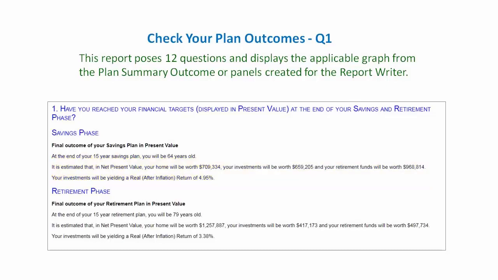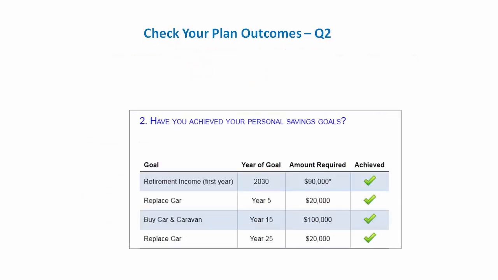4.95%. What a powerful statement! Instant, valuable information, easy to read and understand. The next question asks if you have achieved those personal financial goals you had decided to save for as part of your investment plan. Note that it includes the retirement income as listed in your retirement plan. However, it does not tell you how long that retirement income will last.